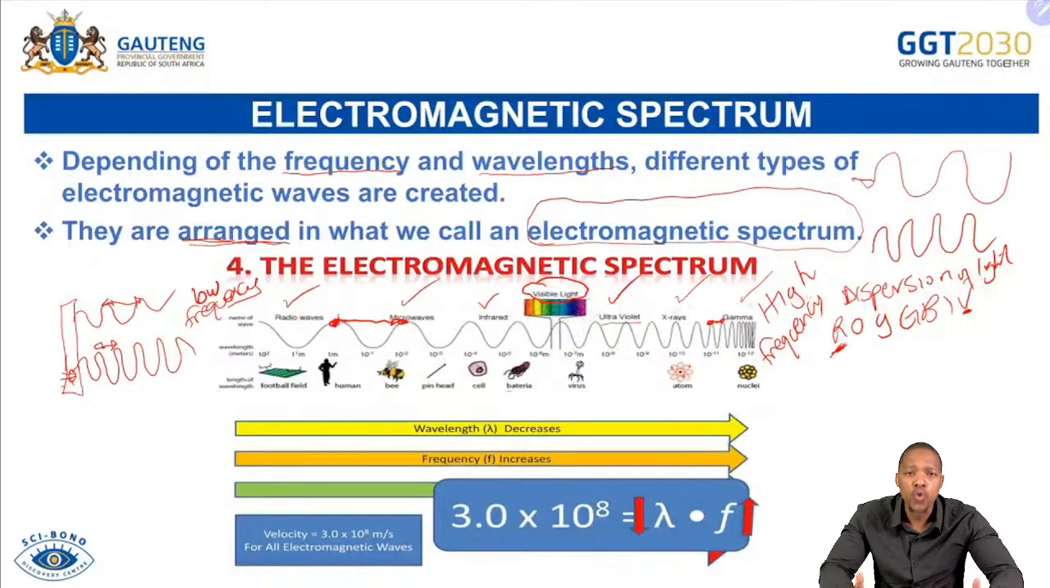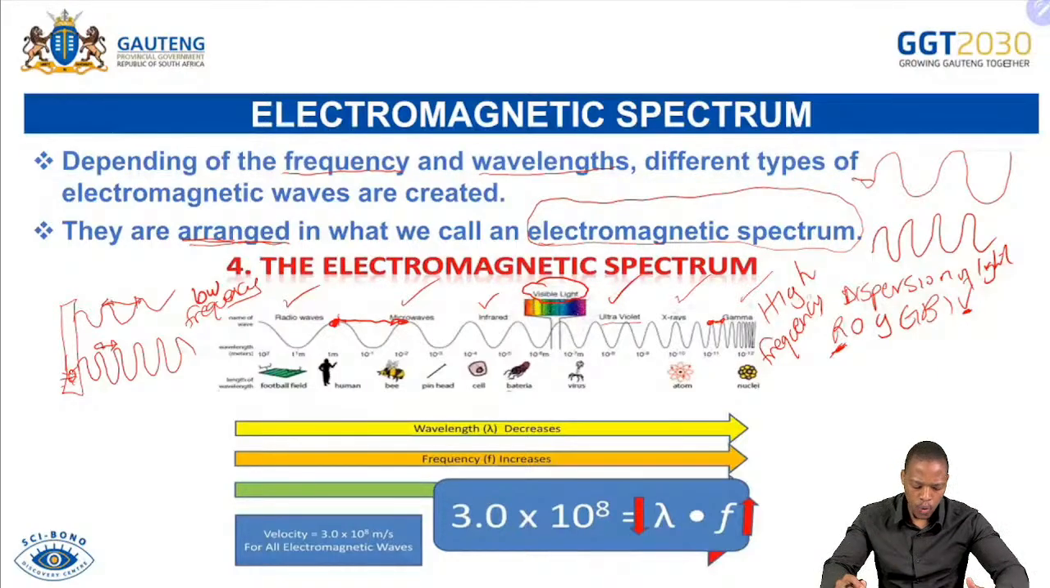So it's important that you know the electromagnetic waves first. Know them: radio waves, microwaves, infrared light, visible light, ultraviolet light, X-rays, and gamma rays. Then after that, you should know how to arrange them in terms of which one has the higher frequency and which one has the lower frequency. Radio waves have the lowest frequency, followed by the microwaves, followed by the infrared light, followed by the visible light, followed by the ultraviolet light, followed by the X-rays, and then the gamma rays having the highest frequency.